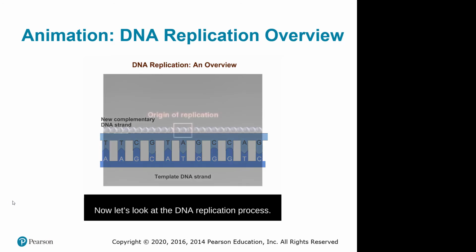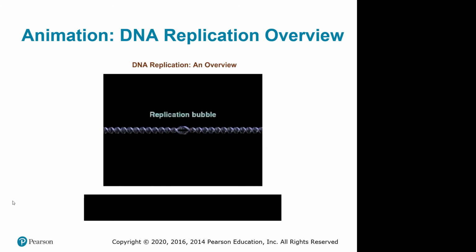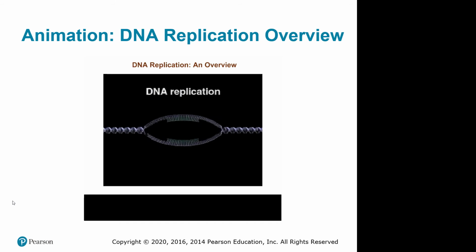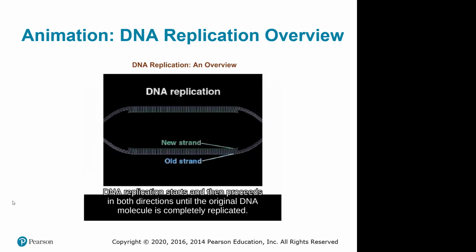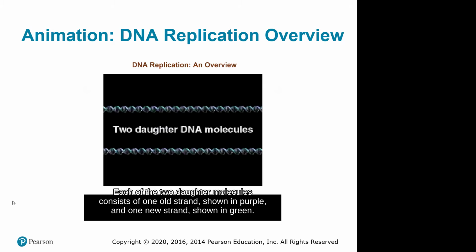Now let's look at the DNA replication process. Replication of a DNA molecule begins at a specific sequence called an origin of replication. The two strands separate, forming a small replication bubble. DNA replication starts and then proceeds in both directions until the original DNA molecule is completely replicated.